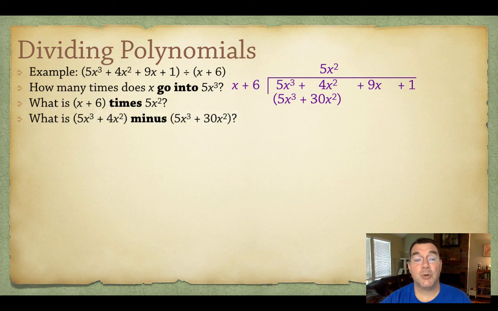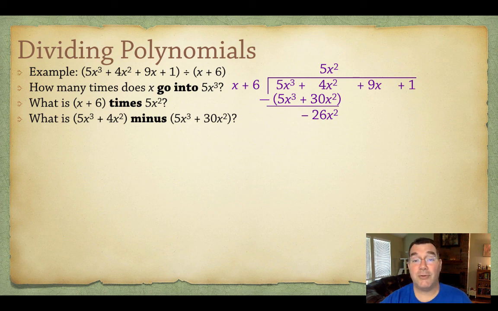What do I do after I write something underneath? I subtract. So I'm going to do 5x^3 + 4x^2 minus what I just wrote down, 5x^3 + 30x^2. And if I do that, 5x^3 minus 5x^3 is going to be nothing, but 4x^2 minus positive 30x^2 is going to give me negative 26x^2. Okay, so that part's done.